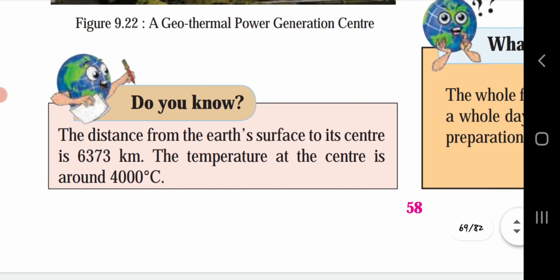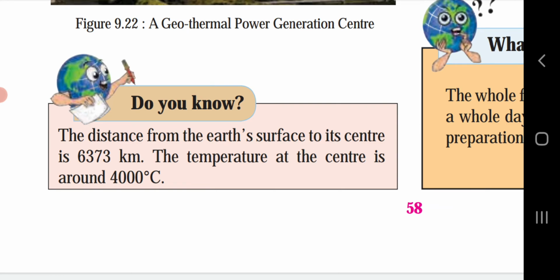Do you know the distance from the Earth's surface to its center is 6,373 km? The temperature at the center is around 4,000 degrees Celsius. About the interior part of the Earth, when you come to 8th standard, we are going to study it in detail in geography. Just in short, keep in mind that the distance to the center of the Earth is about 6,373 kilometers, and the temperature there is 4,000 degrees Celsius.